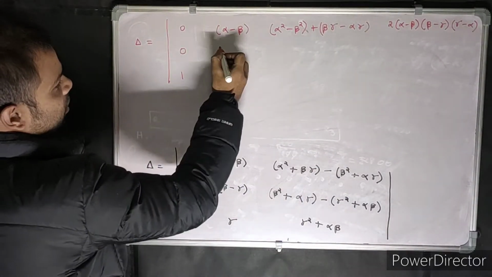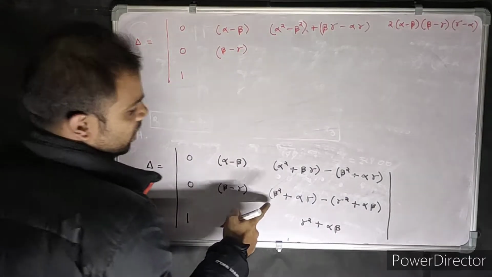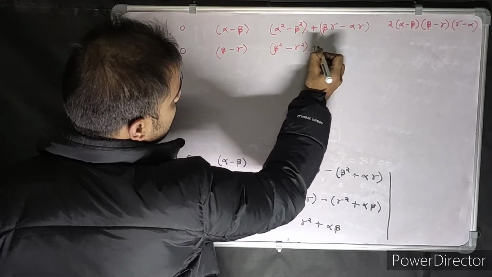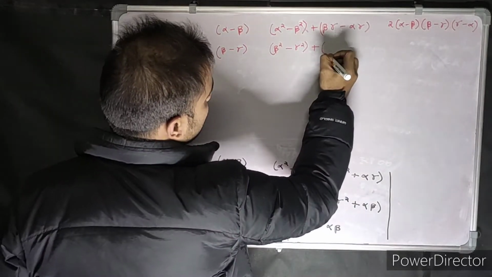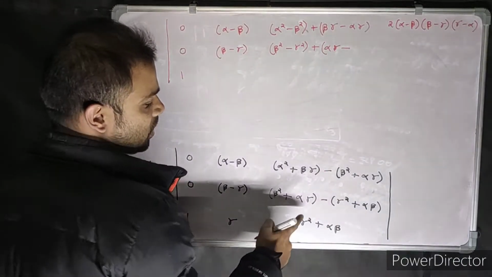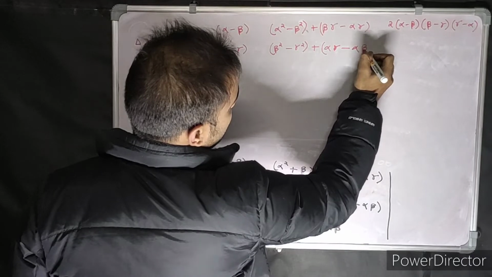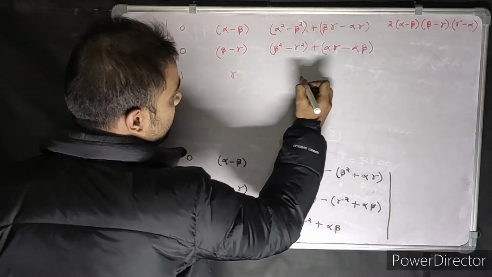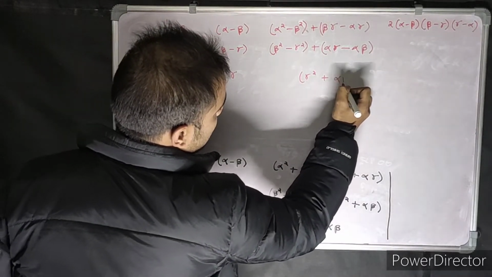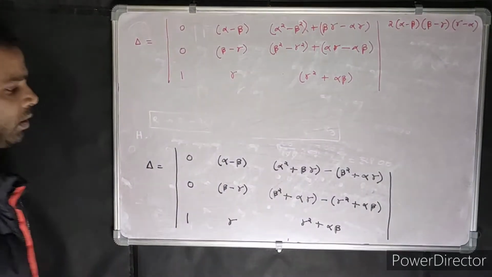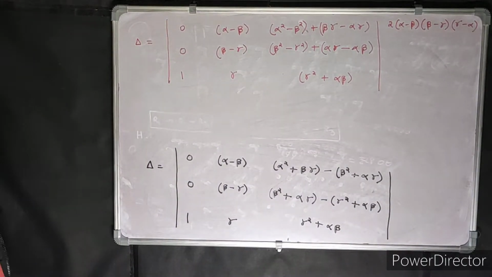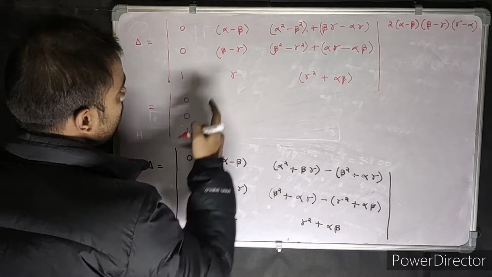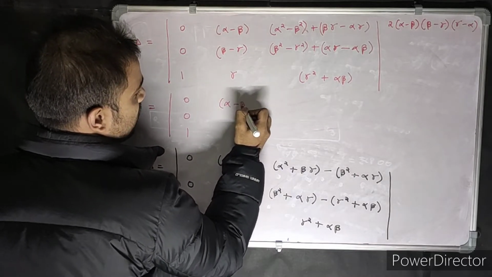Now from here, this is beta minus gamma, and from here beta square minus gamma square. This is beta square minus gamma square plus alpha gamma. Okay, alpha gamma minus alpha beta, alpha gamma minus alpha beta. Now rest is all copied, gamma, and this one is gamma square plus alpha beta. So copy it properly. You can put that in a bracket. Since we are putting everything in a bracket, put it in a bracket. Next step from here is 0, 0, 1.